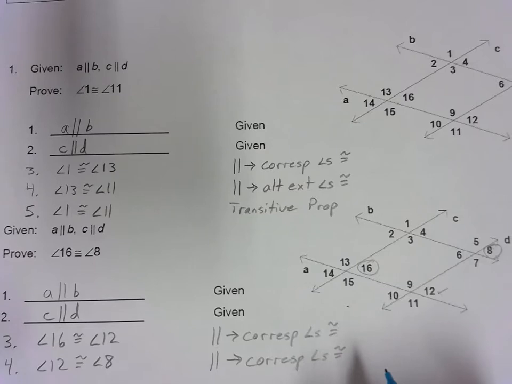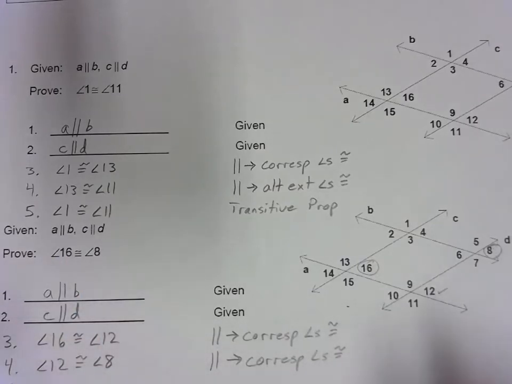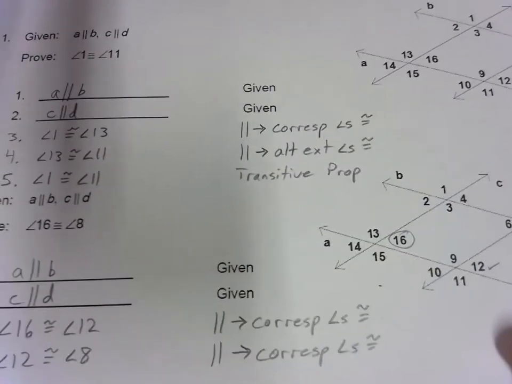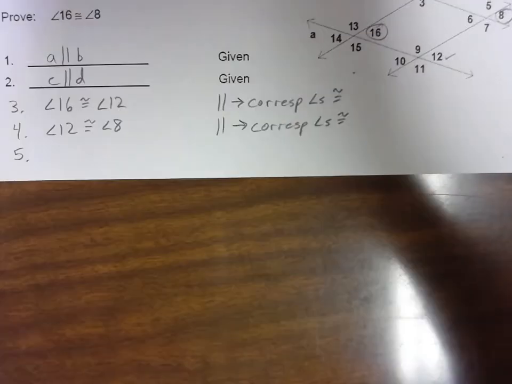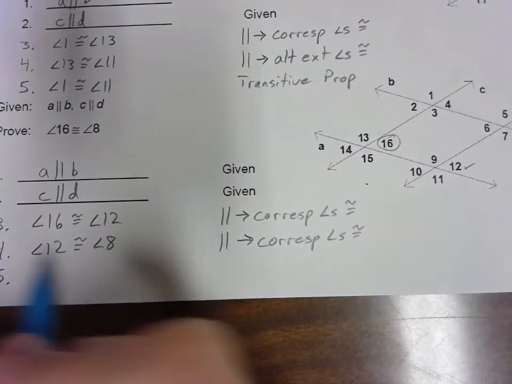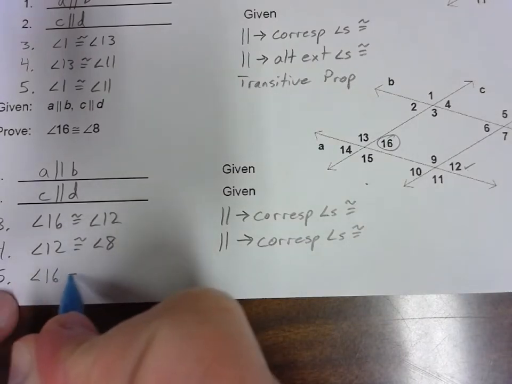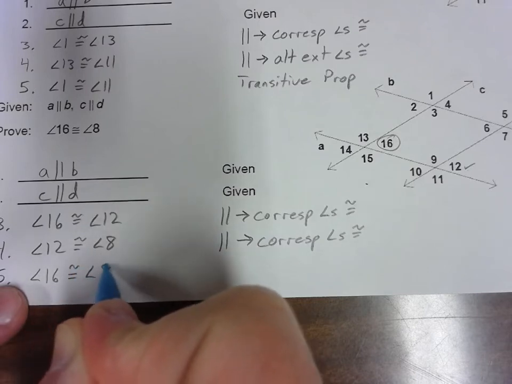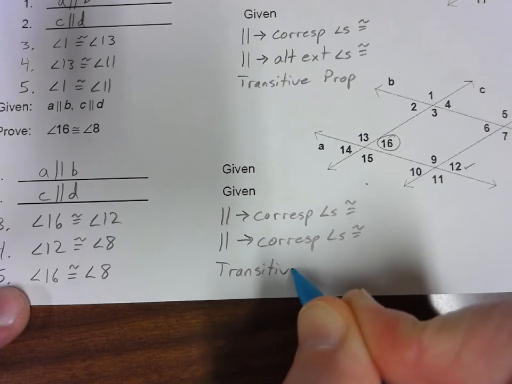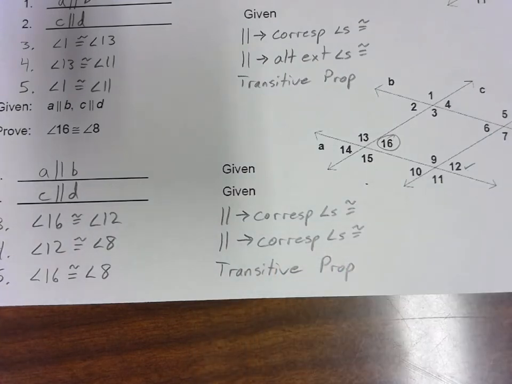And finally I'm trying to prove that 16 and 8 are congruent. Adjust the camera a little bit more. Yeah, that'll work. And so I'm trying to prove that angle 16 is congruent to angle 8. And again, that is transitive property or substitution. And we're done.